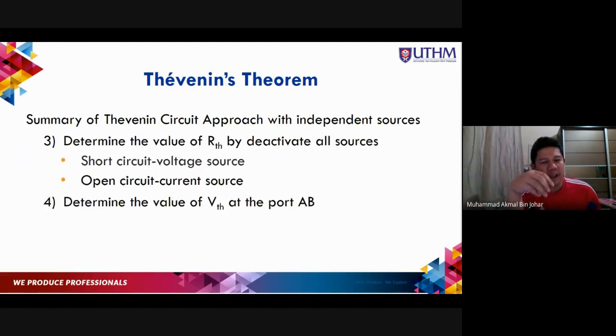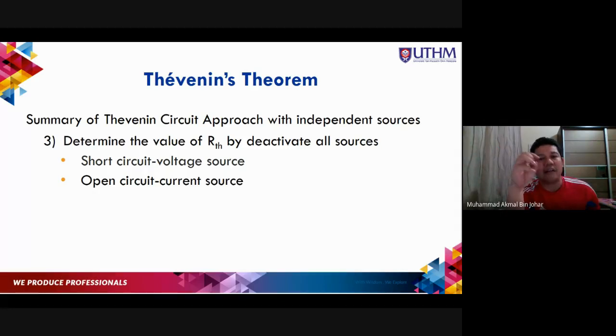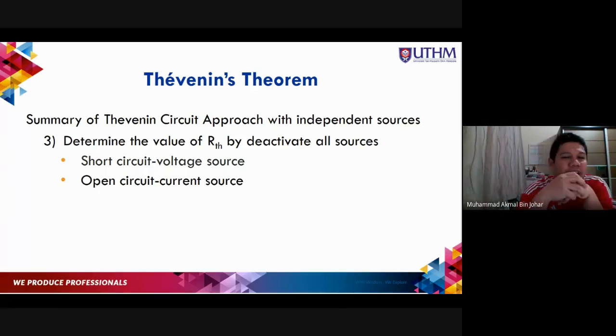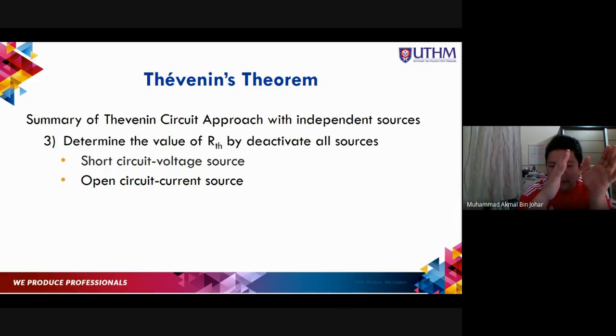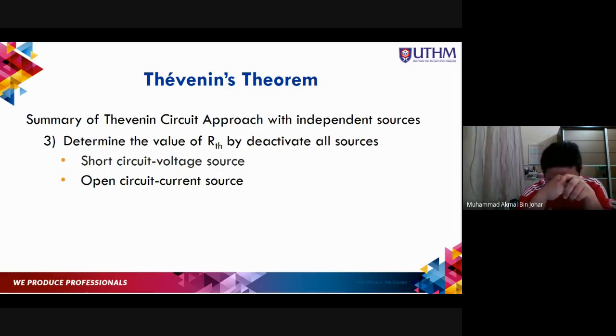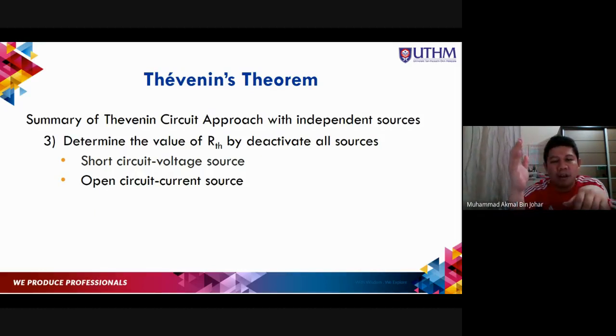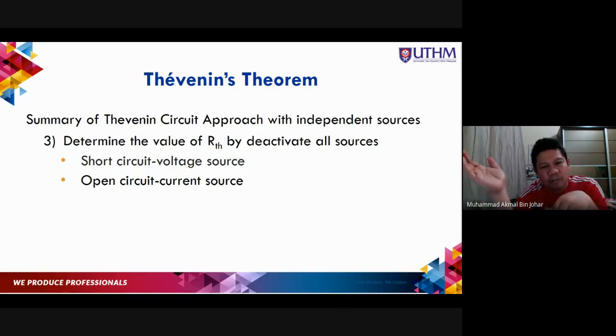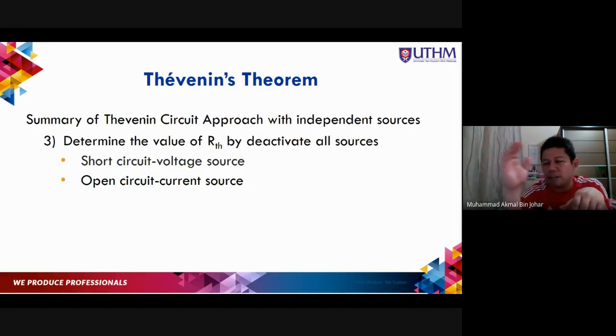Then after that, we can calculate or determine the R Thevenin value without any independent sources yang ada sebelum ini. Semasa dalam video untuk lecture yang sebelum ini, saya ada terangkan kita ada teknik yang dipanggil sebagai, apa nama teknik ni? You have to do the similar thing. You have to do the short circuit untuk voltage sources and open circuit untuk current sources.